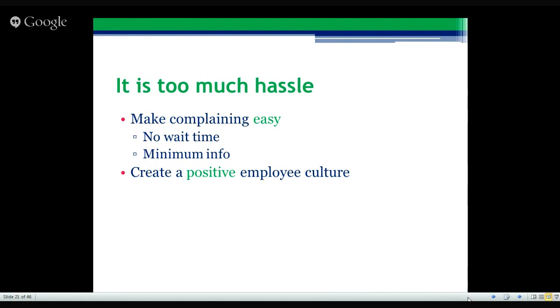Also, another important factor, which is an underlying factor for all of this idea of customer loyalty, is creating a positive employee culture. It's important to create a positive employee culture because the frontline employees are usually the ones getting the complaints. And you don't want to have people on the front line being negative, because that is what's going to cause negative reactions to the way that your complaints are handled.